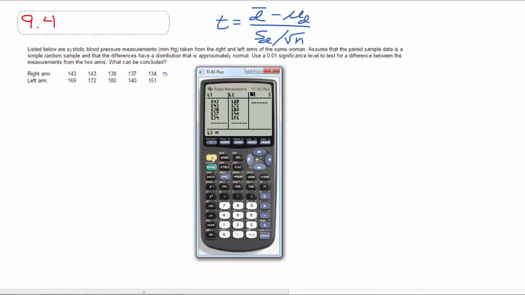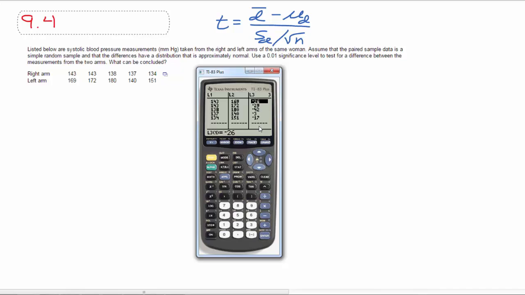And now all you have to do is define list 3 as, we hit second, number 1, because that brings list 1. You see down here in the bottom, it says list 3 equals list 1 minus, and then do it again for list 2. So second 2 gives us list 2. Hit enter, and it now defines list 3 as list 1 minus list 2, and it does all the math for you. It calculates all the differences for you. Pretty cool trick if you didn't know how to do that already.